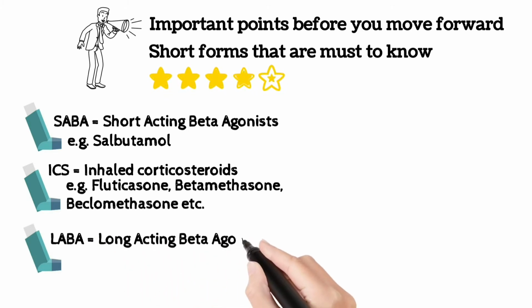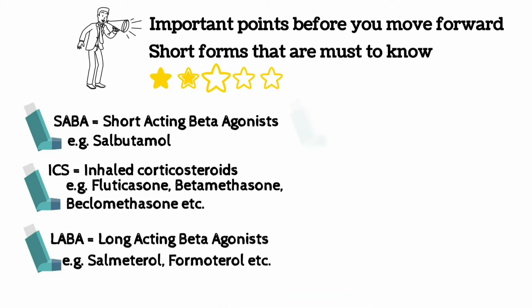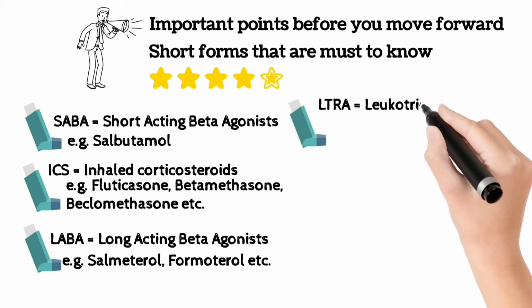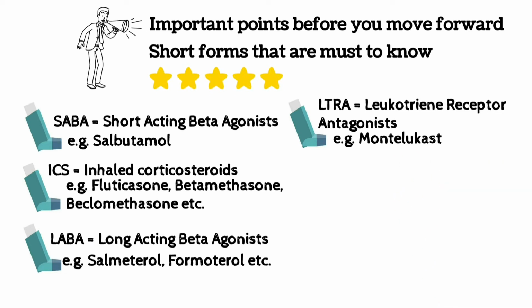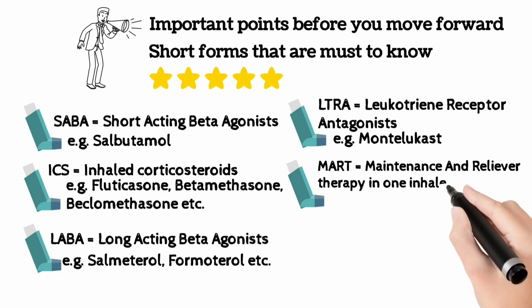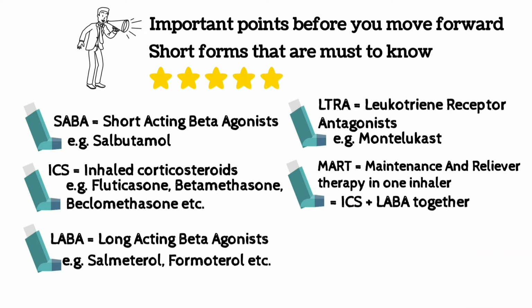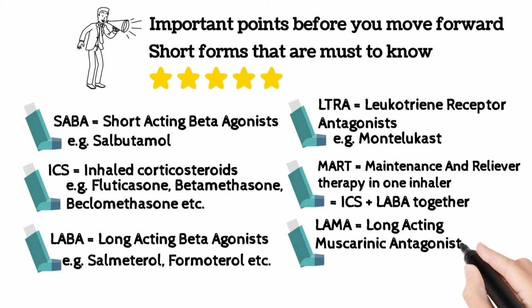LABA is the short form of long-acting beta agonist, for example, salmeterol, formoterol, etc. Leukotriene receptor antagonist is called LTRA. Montelukast is an example. MART therapy is the maintenance and reliever therapy in one inhaler. It is a combination of ICS and LABA together. LAMA is the long-acting muscarinic antagonist, for example, tiotropium.